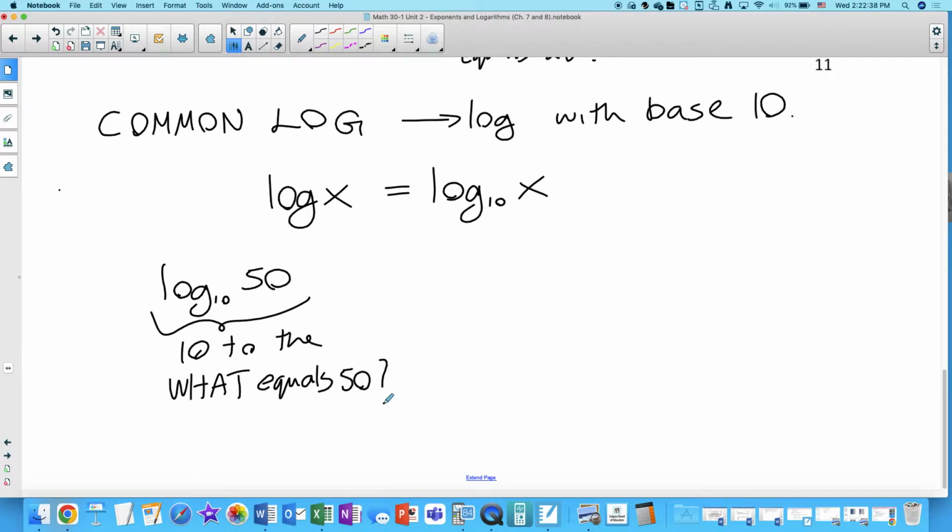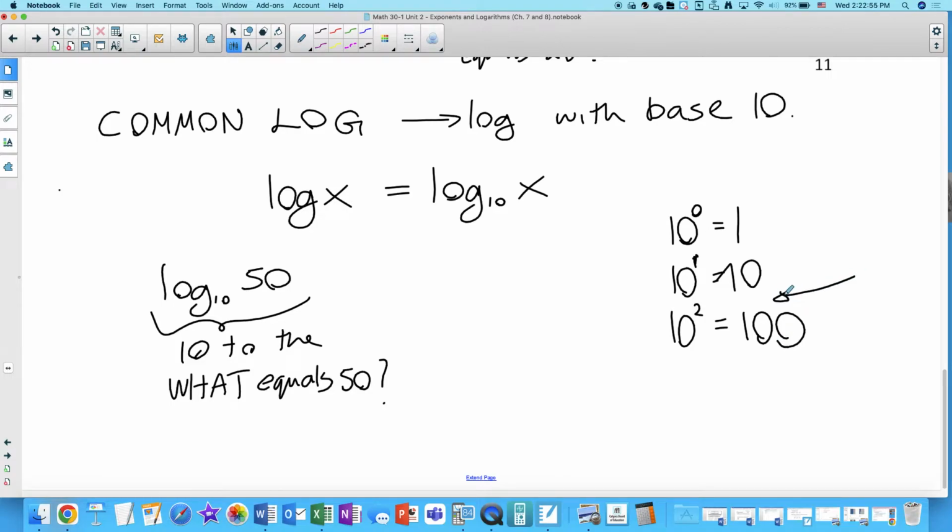Well, let's look at powers of 10. 10 to the 0 is 1. 10 to the 1 is 10. 10 squared is 100. Okay, 50's in here somewhere. So log base 10 of 50 will probably be between 1 and 2, somewhere in the middle. It's not quite linear though, so it's not going to be right in the middle. Okay, so we could maybe say it's about 1.4 or 1.5.